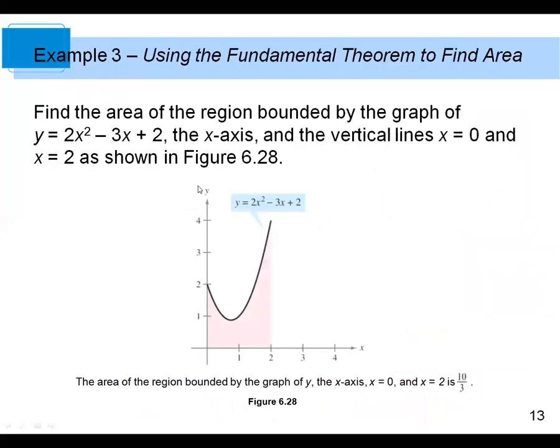All right, let's find the area of the region bounded by the graph of y equals 2x squared minus 3x plus 2, the x-axis and the vertical lines x equals 0 and 2. So if you graph all of those, here's the graph of the function, the x-axis, the vertical line x equals 0 and x equals 2. The shape that's trapped in there is the region.